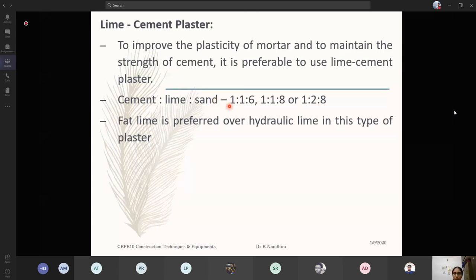If we go for 1:1:6 or 1:1:8 or this range, this lime range may vary from 1 to 2. You can choose it as 1:1.5:8 or 1:1.75:8. It depends upon the need at your site. Fat lime is preferred over hydraulic lime in this type of plasters.